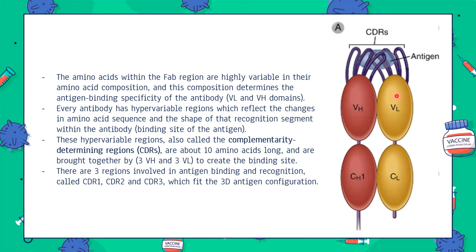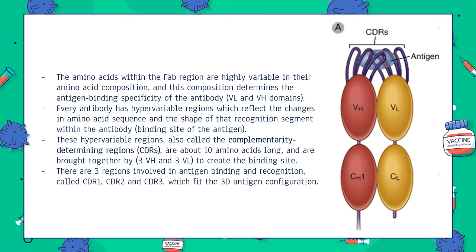So, using those finger-like projections that you guys see over here, which are known as complementarity determining regions or just CDRs, they are going to give us this change in configuration and they're going to create the binding site. So, they're for antigen binding and recognition, and they will fit the 3D antigen configuration. So far, so good. Is everyone on track? Does that make sense? All right, perfect.